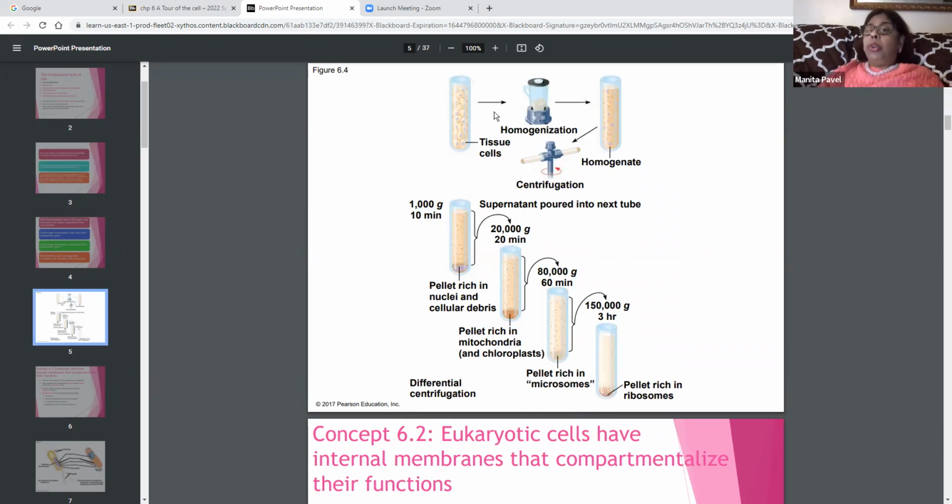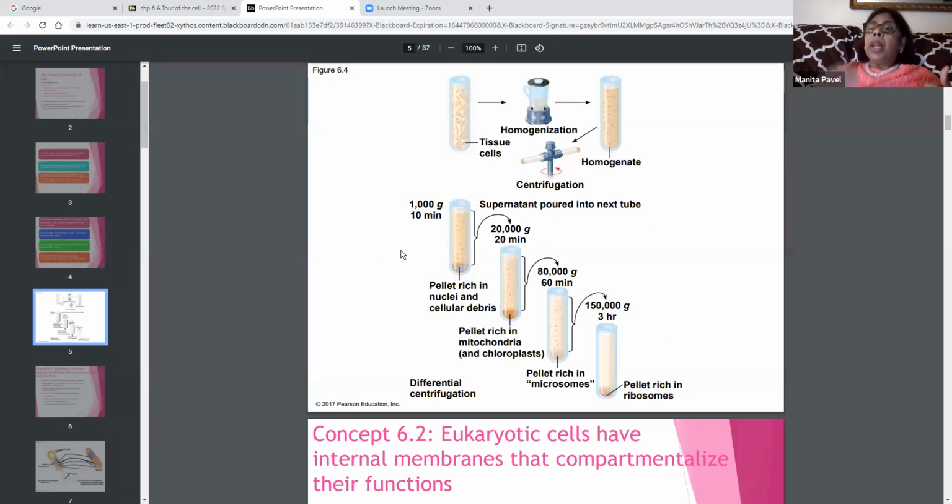We can centrifuge tissue cells in a test tube. You mix them in a blender to create a homogenate. Once a homogenate is made, you subject the homogeneous mixture to centrifugal force. So you centrifuge it at high speeds. And so you can vary the speeds to identify different cell organelles from the tissue cells that you have homogenized.